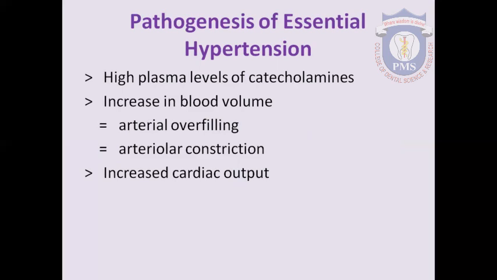Pathogenesis of essential hypertension. Contributed by high plasma levels of catecholamines, increase in blood volume producing arterial overfilling, arteriolar constriction, increased cardiac output.